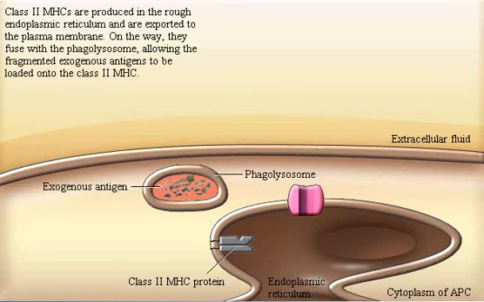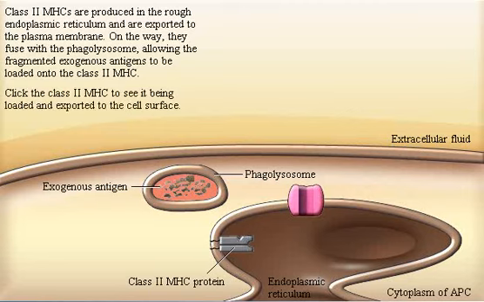Class II MHCs are produced in the rough endoplasmic reticulum and are exported to the plasma membrane. On the way, they fuse with the phagolysosome, allowing the fragmented exogenous antigens to be loaded onto the Class II MHC. Click the Class II MHC to see it being loaded and exported to the cell surface.